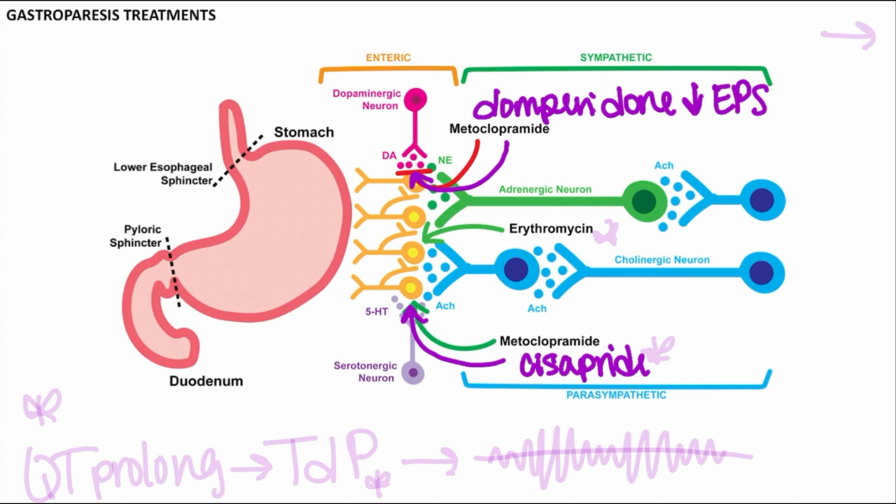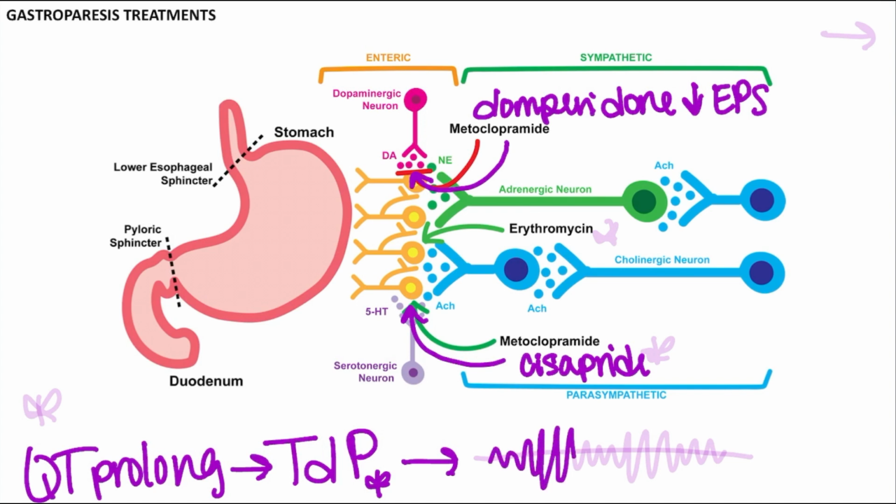Both of these agents were removed from market due to the risk of them prolonging the QT interval, which significantly increases your risk of arrhythmia, and specifically one unique arrhythmia known as torsades de pointes, which you may see abbreviated like this. And you'll come across this quite a bit as either a black box warning or a severe adverse drug reaction for a number of drugs. What it is is a unique form of ventricular tachycardia where the QRS complex looks like it is oscillating around the isoelectric point, or the baseline of the ECG.